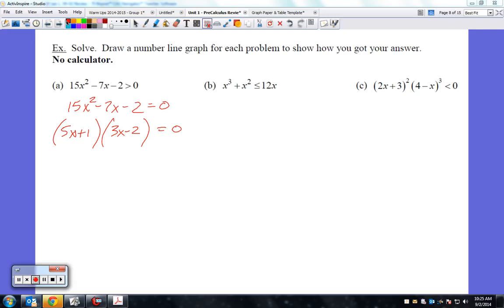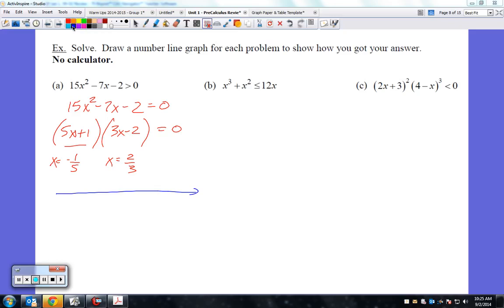From there, I know one of my zeros is what? Anyone? For this, negative 1/5 and also a positive 2/3. If you can't see it that fast, set it equal to 0 and solve for x. But get faster because you're going to have to get it that fast.